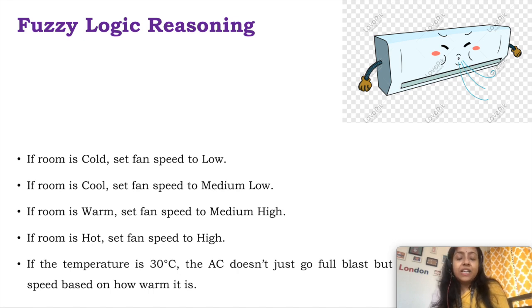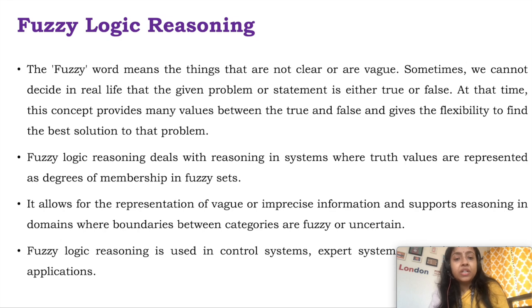So I think the concept of fuzzy is clear to you now, where instead of setting a particular value, or instead of just keeping two values as on and off, we are keeping some uncertain values which are not clear or are vague. Now I hope the meaning of these two words is clear to you, that is representation of vague or imprecise information.